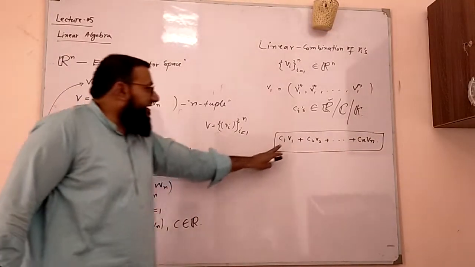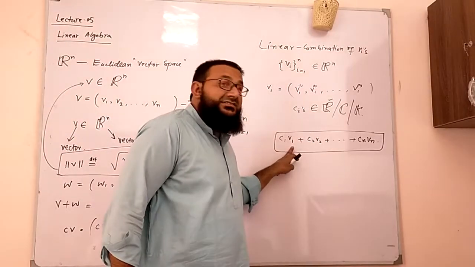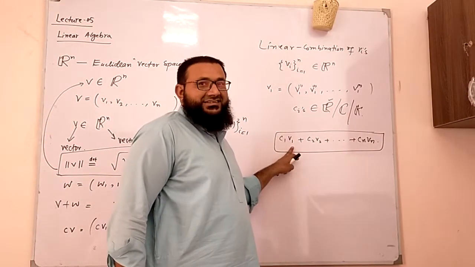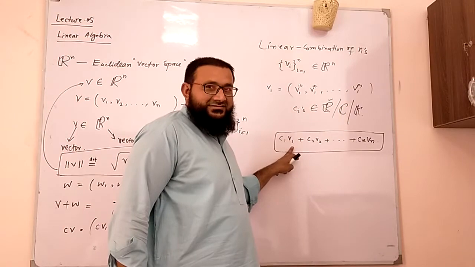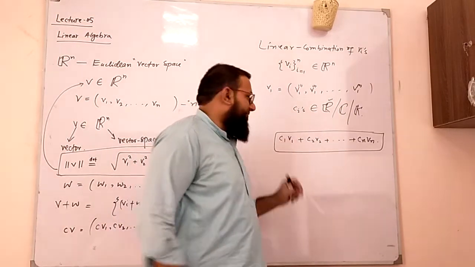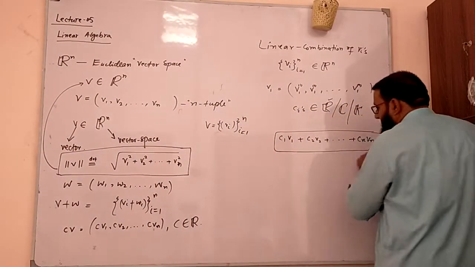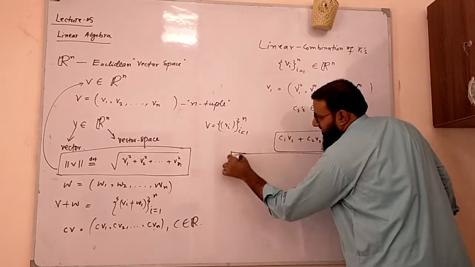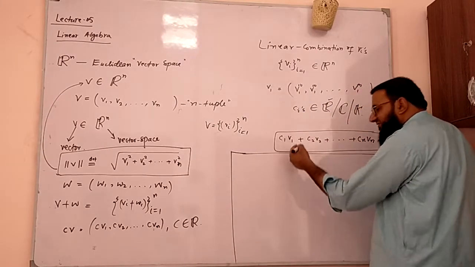What is V1 here? It's a component of V. It's a vector V. It's a vector. It's a field. So that's the difference. I want to explain you a simplification of this one.